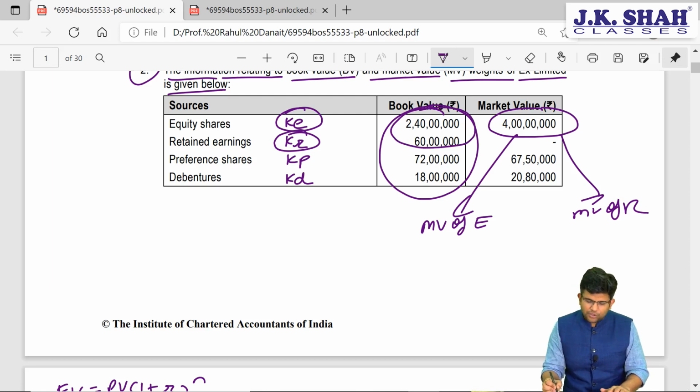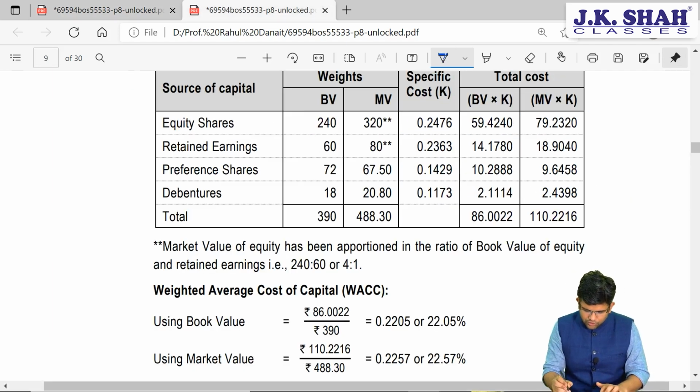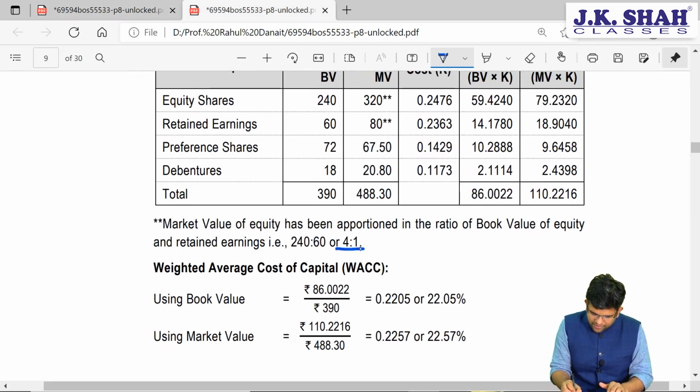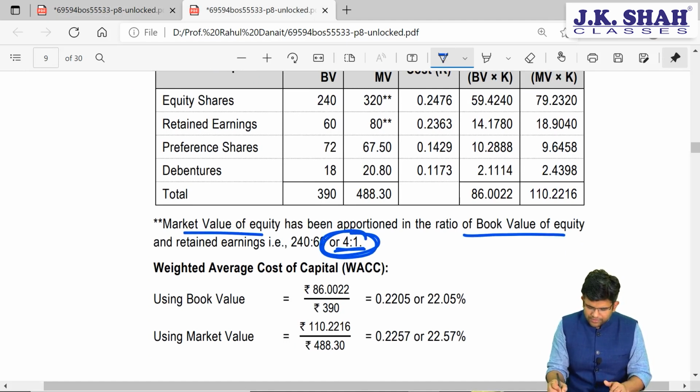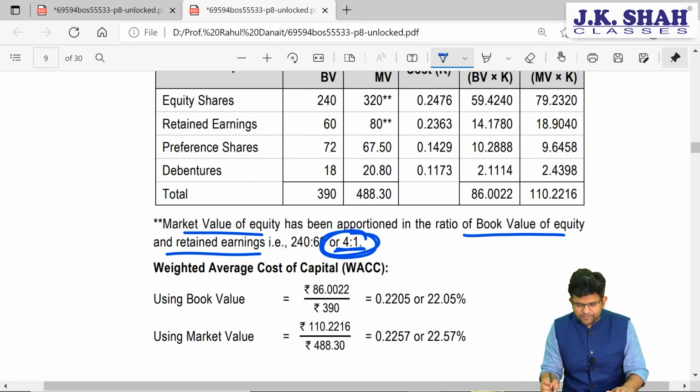Everybody clear? In the ratio of their book values, that is children, 240:60, or you might say 4:1. Everybody clear? Bifurcated in the ratio of 4:1. So children, that's what they have done. They have bifurcated the market value of equity in the ratio of 4:1, that is the book value of equity and reserves.